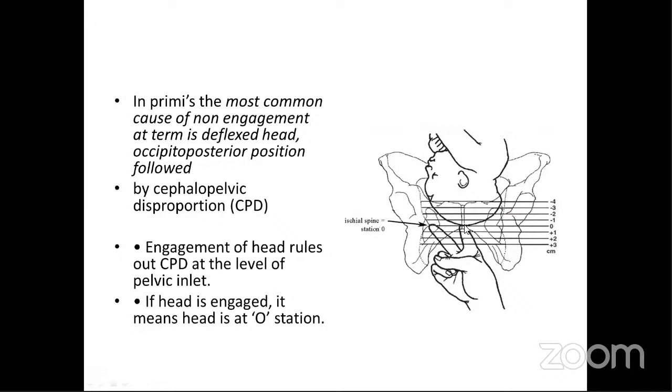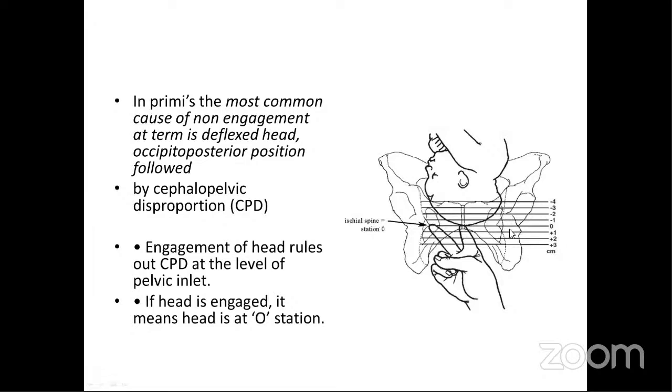Then it has to come down to 1/5 and 0, or when it is not palpable per abdomen, it means that it is almost at +3 station. Correct? So it has to correspond with your abdominal examination as well as the pelvic examination. So this is how you should be able to assess the descent of the fetal head, and also understand what you mean by engagement, where the fetal head has to at least come and be at the level of the zero station, that is at the level of the ischial spines.